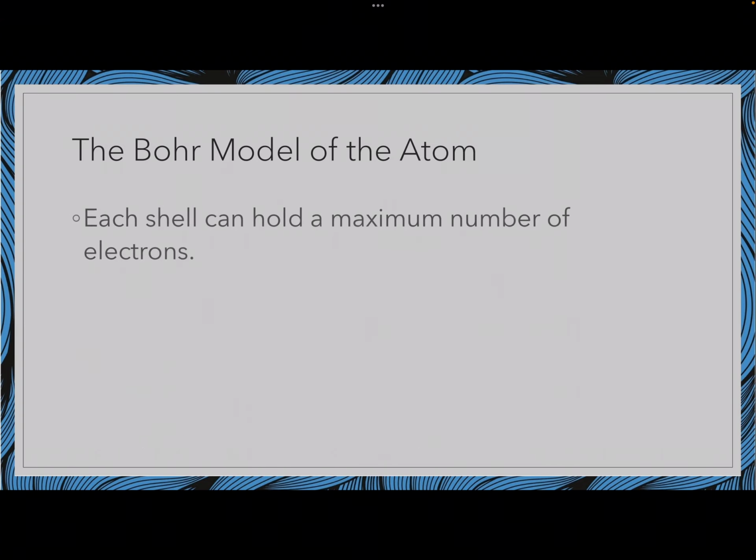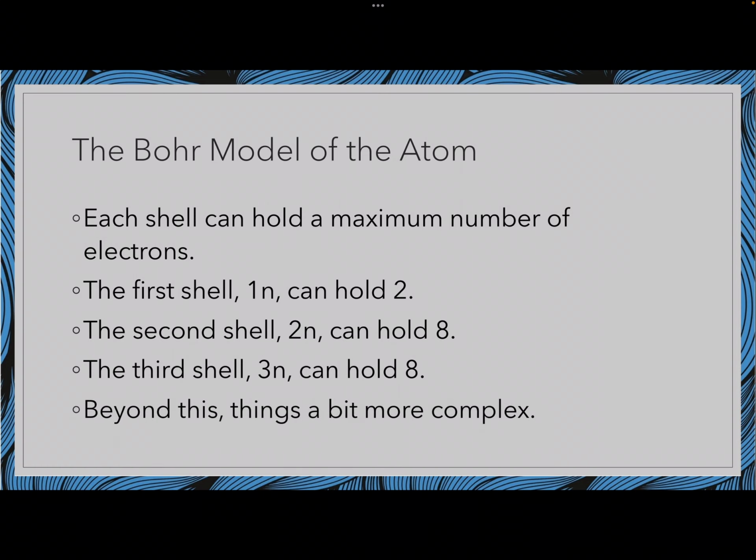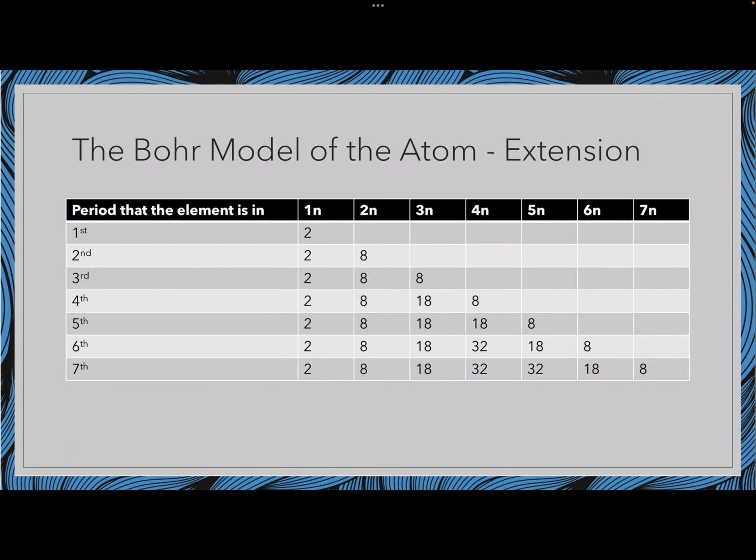Now, each shell can hold a maximum number of electrons. The first shell, which we call 1n, can hold 2 electrons. The second shell, 2n, can hold 8. The third shell, 3n, can also hold 8. As we go up, they do get a bit more complex. Once we fill the 3 shells, we go into the fourth shell and that fills up, but then the third shell gets a few more. So it goes 2, 8, 18, 8.